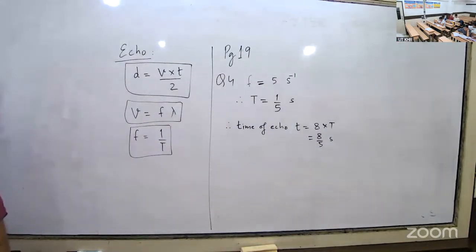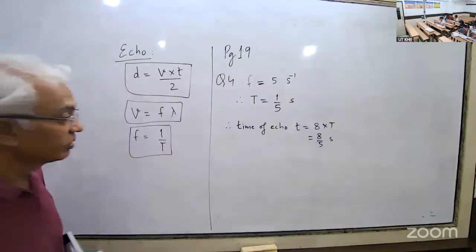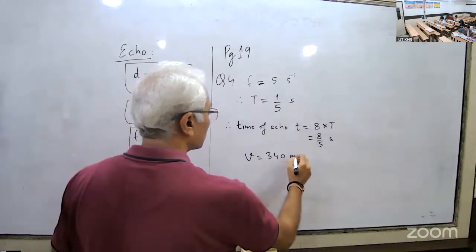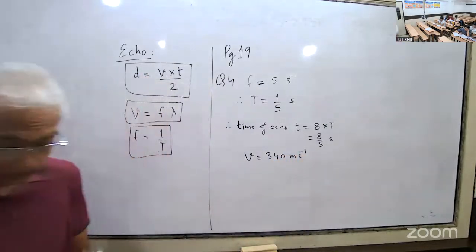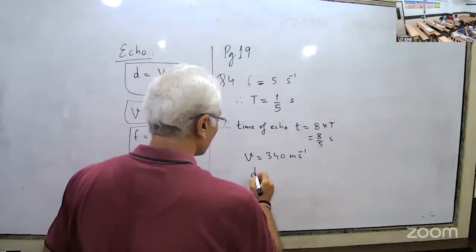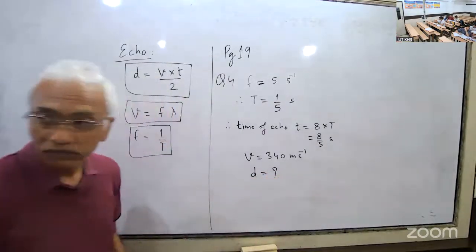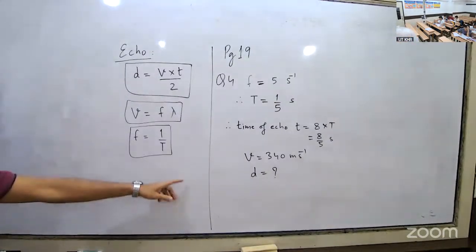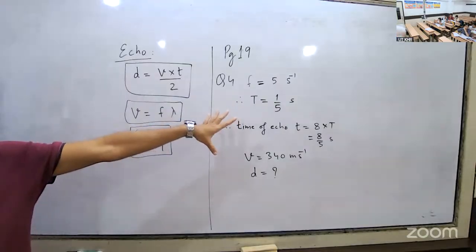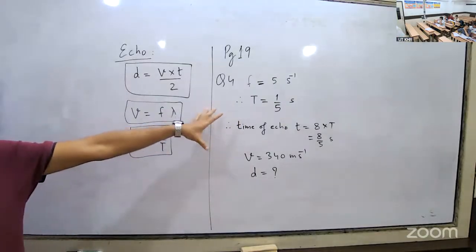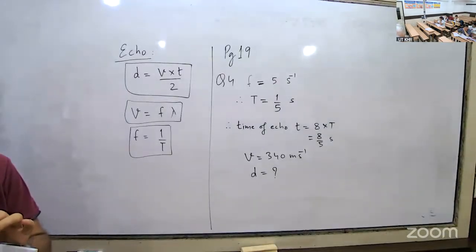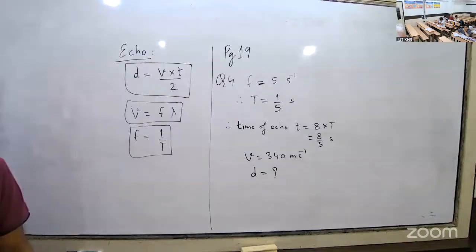If the velocity of sound in air is 340 meter per second, so given V is equal to 340 meter per second, what do you have to find? What is the distance between the cliff and the observer? So D is equal to ?. This you have to find. So it is an echo question, but time is given indirectly in terms of the number of vibrations. This is how they twist. You got the question? Classwork question 4, page number 19.